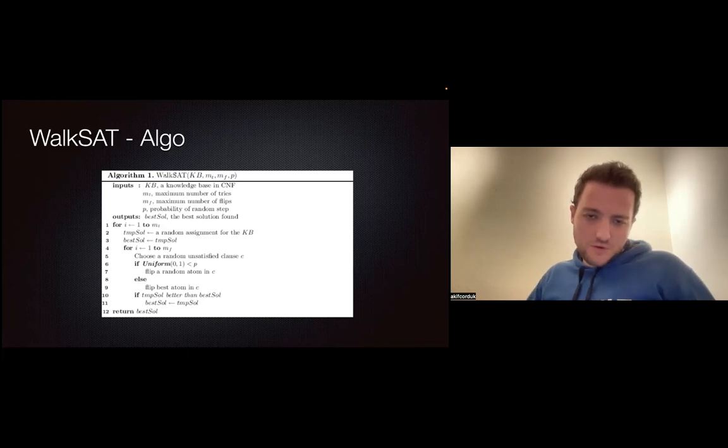Usually this P is 0.5, so it's actually a coin flip, but I will show you some other approaches on how we can adjust this P along the way for better convergence or for different situations. The logic behind this is that we want to converge, so we want to find the best atom that minimizes the break count, but also we want to do some sort of random walk, because local search algorithms converge very fast to local minima and get stuck there. So we want to avoid that, and we want to increase the diversity.